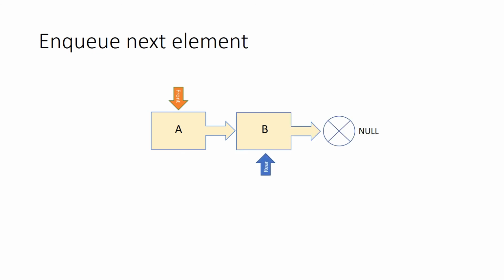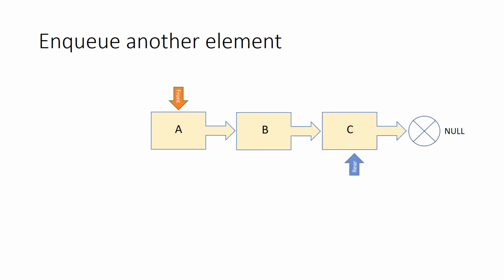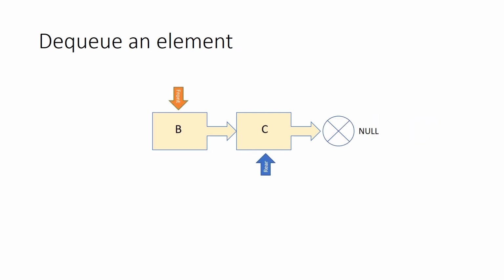A new node will be the new rear, and so on and so forth. When the first element is dequeued, the front pointer is adjusted.